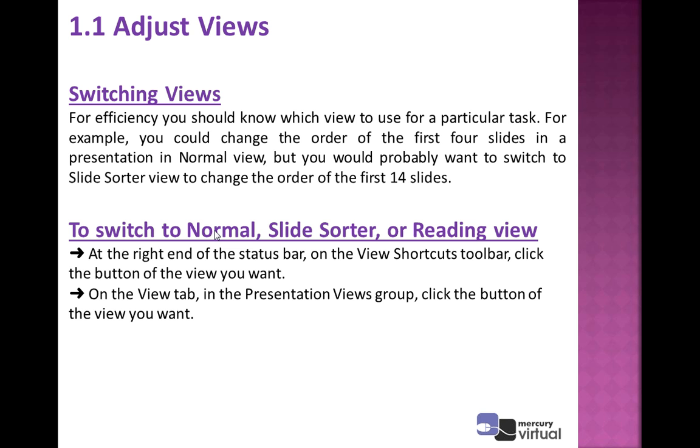So let's start with 1.1. 1.1 is adjust views. Views means there are 4 types of views: normal, slide sorter view, reading view, and the slideshow view. Switching views. For efficiency, you should know which view to use for a particular task. For example, you can change the order of the first 4 slides in a presentation in normal view, but you would probably want to switch to slide sorter view to change the order of the first 14 slides.